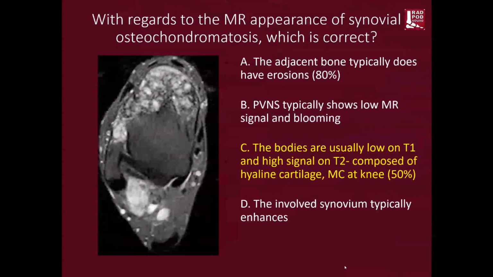You bet. The bodies are usually low on T1 and high on T2 because they're composed of hyaline cartilage, and it's most commonly found at the knee, 50% of those cases.